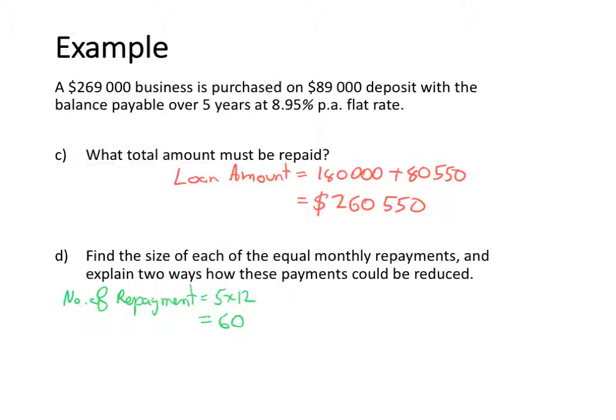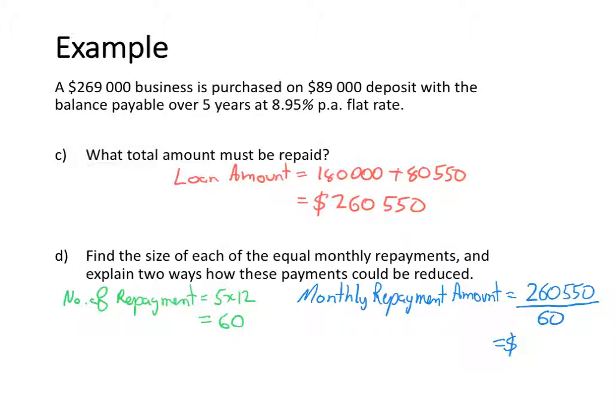To calculate the monthly repayment amount, that is going to equal the total amount he has to pay back, including interest, that's $260,550, divided by the total number of payments, which is 60. So his monthly repayment amount is $4,342.50.